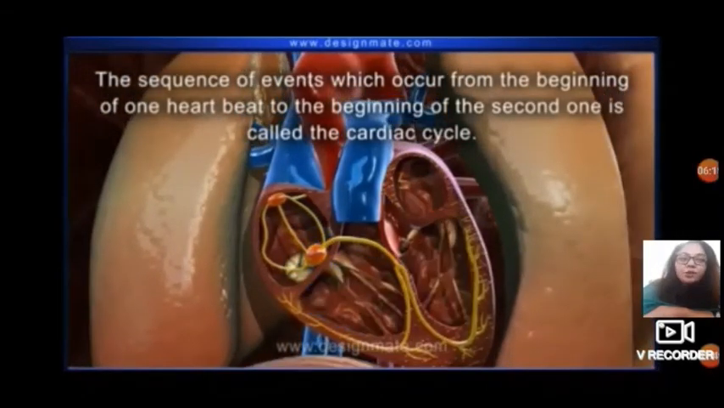The sequence of events which occurs from the beginning of one heartbeat to the beginning of the next one is called the cardiac cycle, and this is also called the heartbeat. So students, if you put your hand on your heart, you hear a sound, lub dub, lub dub. These are the basic sounds of the systolic and the diastolic pressure. So what are the systolic and the diastolic pressure?